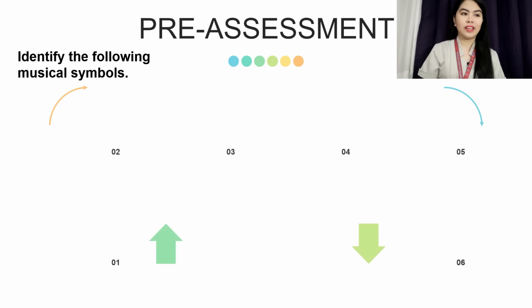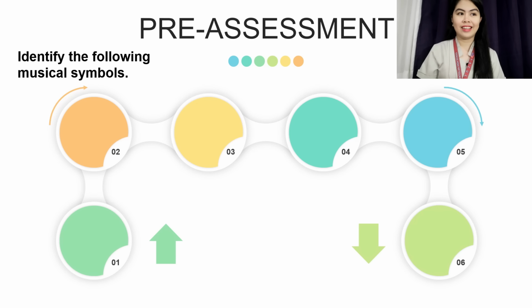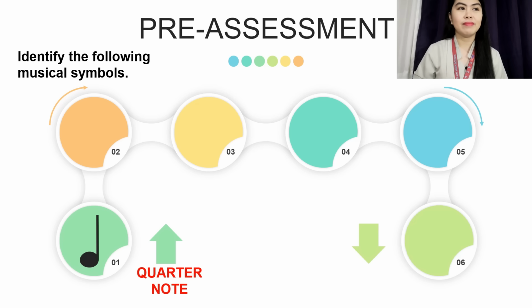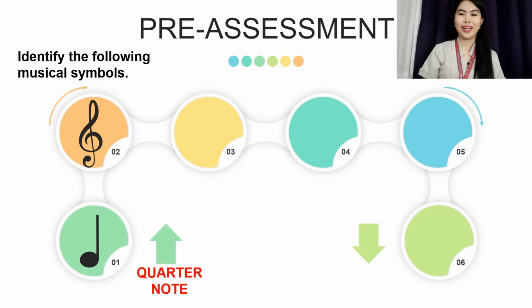And it is the green circle. So what is this? Do you still remember? Very good. That is the quarter note. A quarter note has 1 beat. Number 2. What is this?